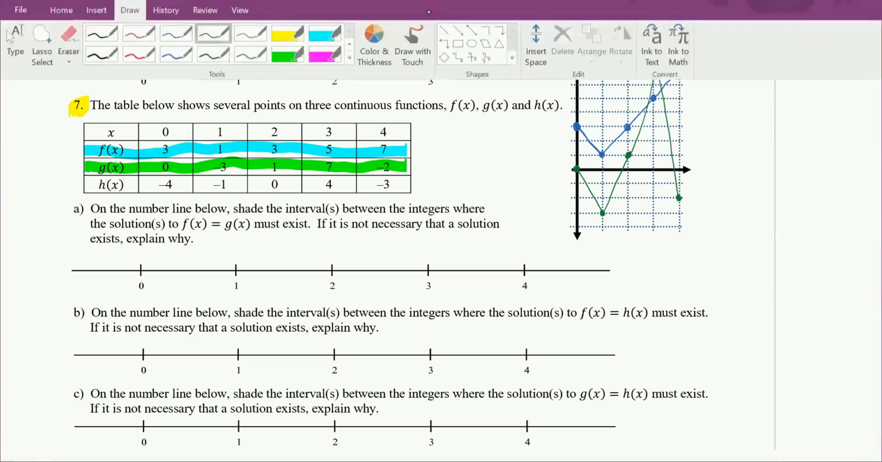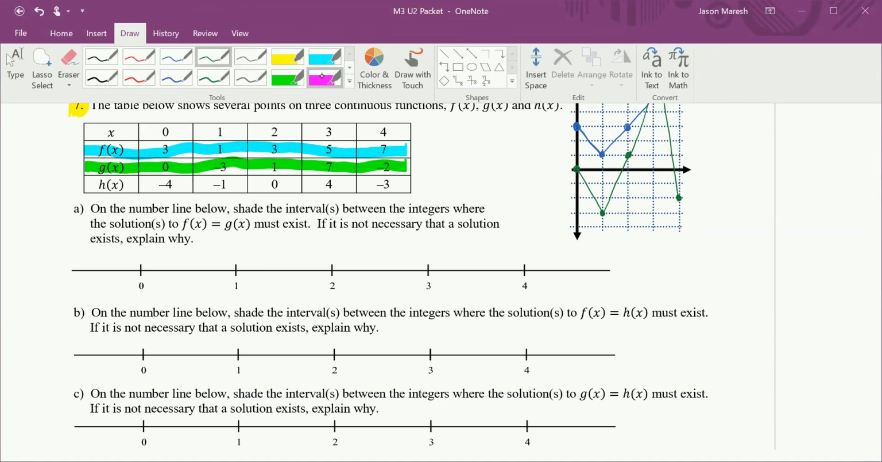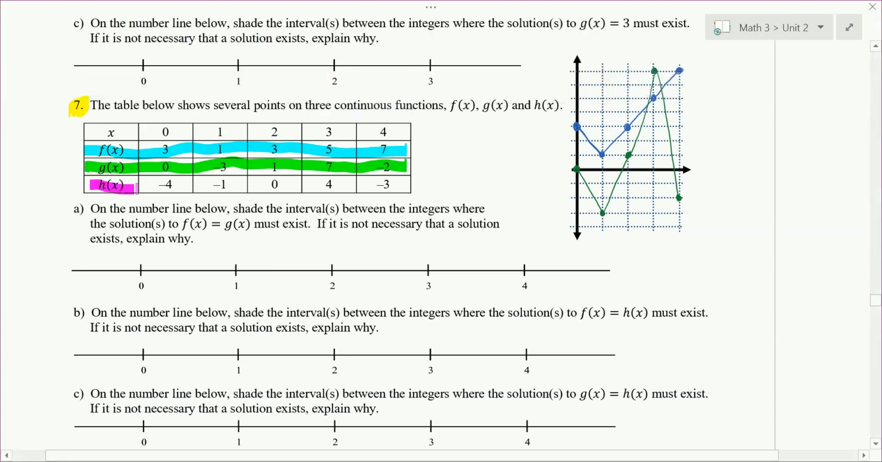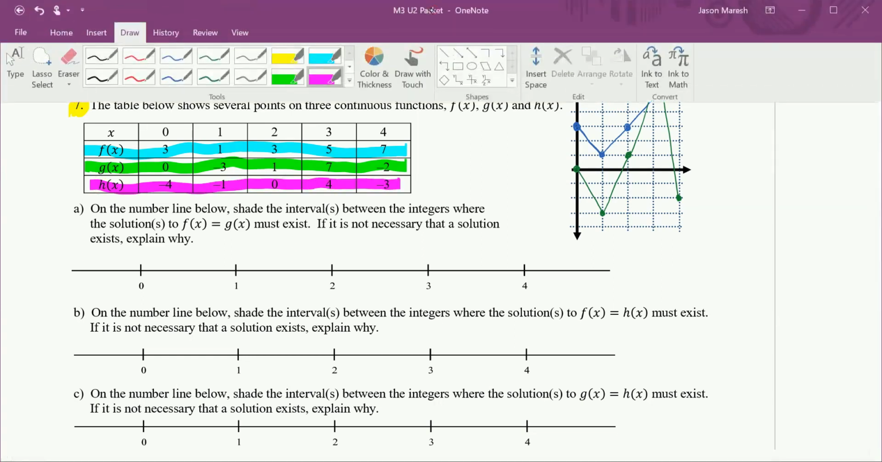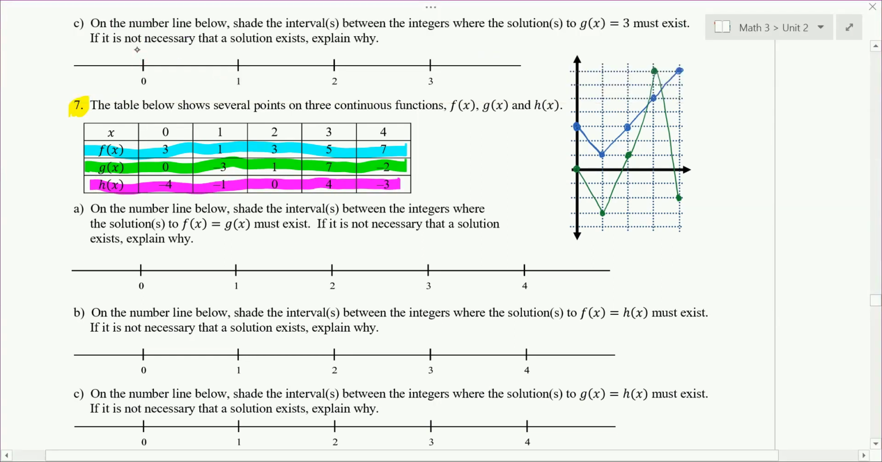And then the last one I will do in this color. So 0, negative 4, 1, negative 1, 2, 0, 3, 4, and 4, negative 3.